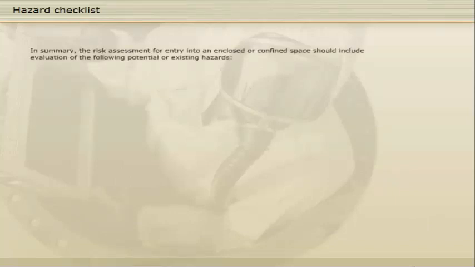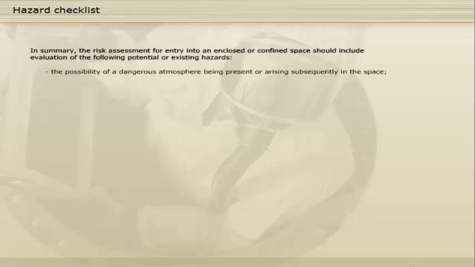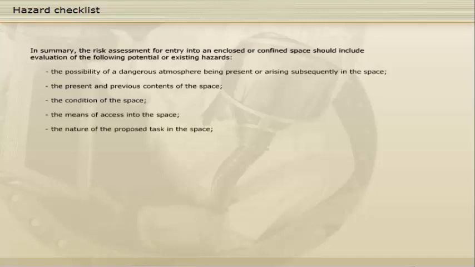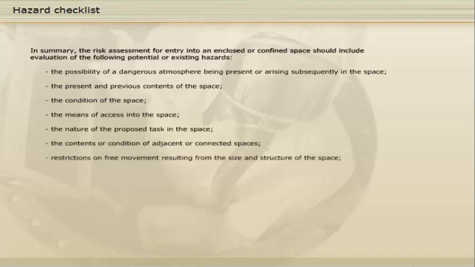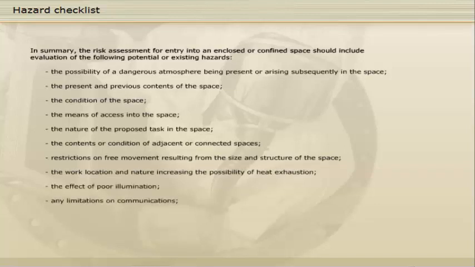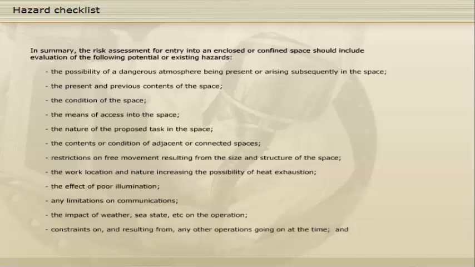In summary, the risk assessment for entry into an enclosed or confined space should include evaluation of the following potential or existing hazards: the possibility of a dangerous atmosphere being present or arising subsequently in the space, the present and previous contents of the space, the condition of the space, the means of access into the space, the nature of the proposed task in the space, the contents or condition of adjacent or connected spaces, restrictions on free movement resulting from the size and structure of the space, the work location and nature increasing the possibility of heat exhaustion, the effect of poor illumination, any limitations on communications, the impact of weather, sea state, etc. on the operation, constraints on and resulting from any other operations going on at the time, and any other relevant influences and factors.